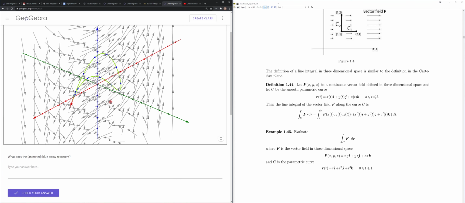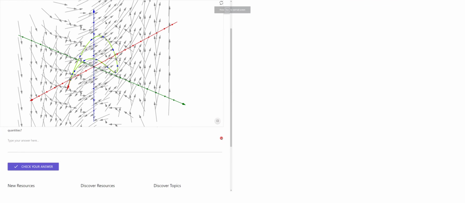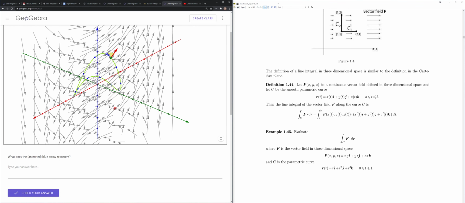This is not an illustration of this example over here. One way to see that is that the start point and the end point for your parametric curve are different, right? This one over here is closed. If you notice, this is moving in a loop. So it's not the same as the vector field and your parametric curve over here. This was a graphic that I found.